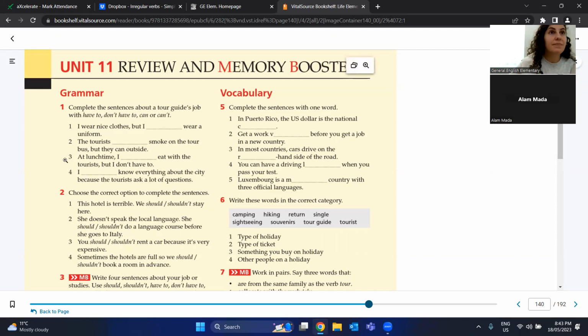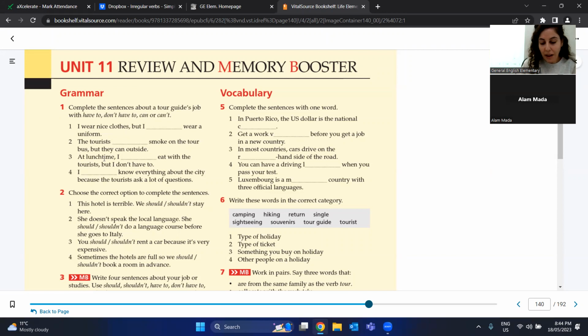Number 3, at lunchtime, I have to eat with the tourists, but I don't have to. No, because if you have to, it means then you must. And that's it, full stop. But then you said but.